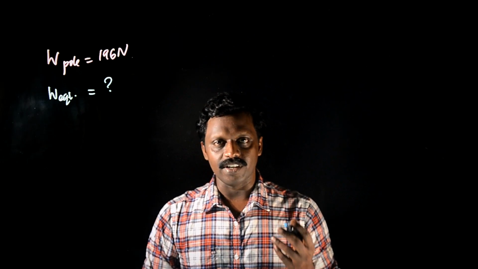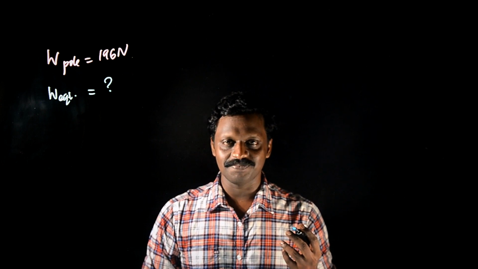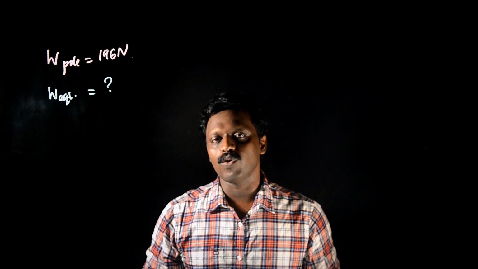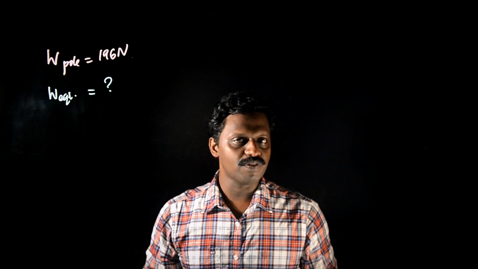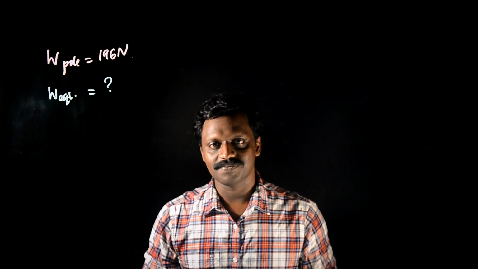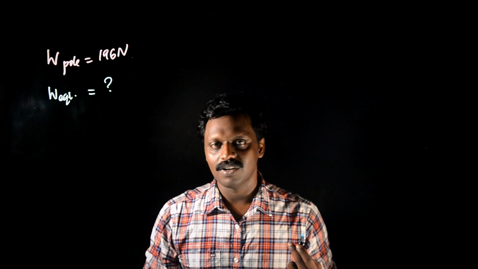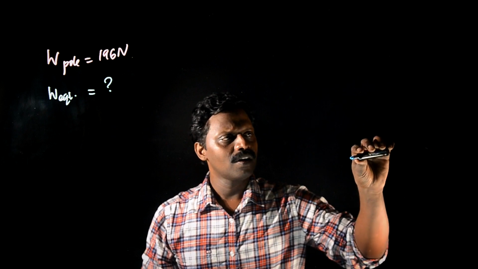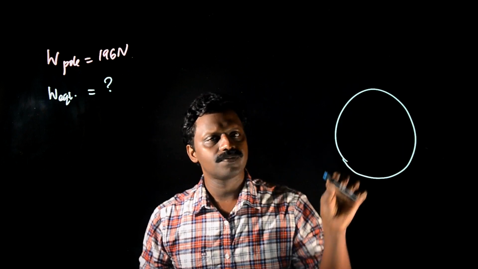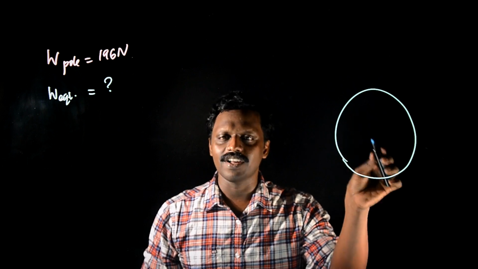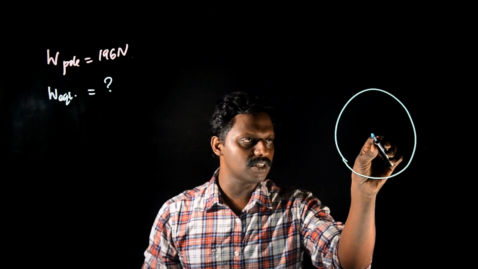This question is from the chapter gravitation. It's given that at pole a body weighs 196 Newton. We have to find its weight at equator. Now, how does the weight vary according to latitude? We have Earth, of course it's an oblate spheroid. We can consider it to be nearly spherical for calculation purposes.